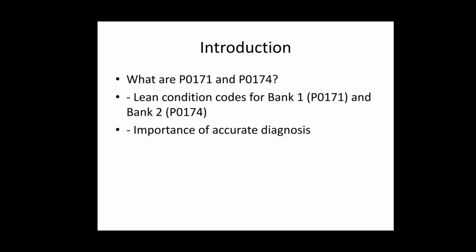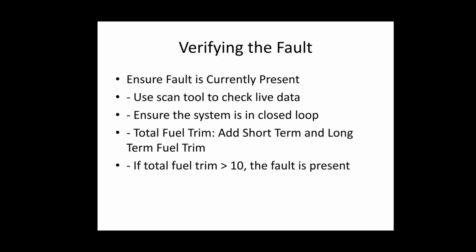So now that we have a basic understanding of how a fuel trim system works, we can begin to do our testing to save us money and time. Verify the fault is currently there by looking at the live data on your scan tool. Make sure it is in closed loop. Look at the fuel trim. Add the short and long-term fuel trim to get the total fuel trim. If the total fuel trim is in double digits, more than 10, we have verified that the fault exists.